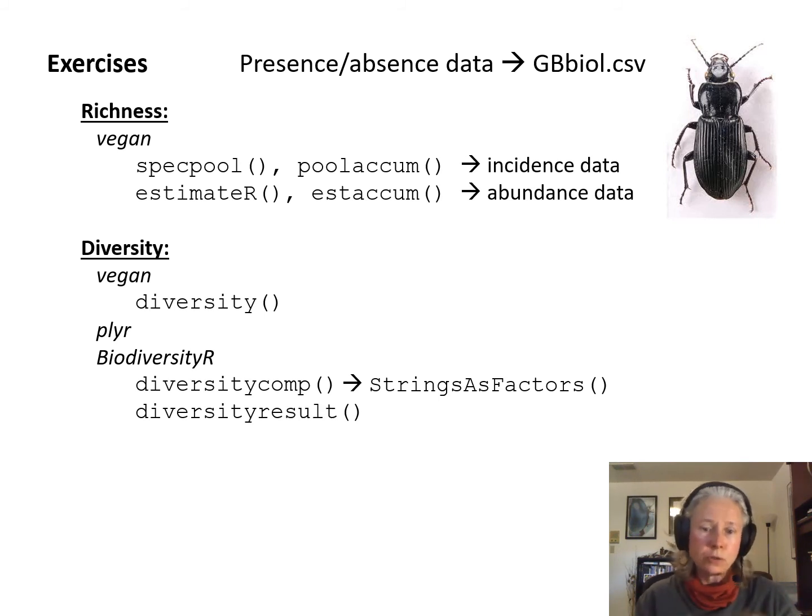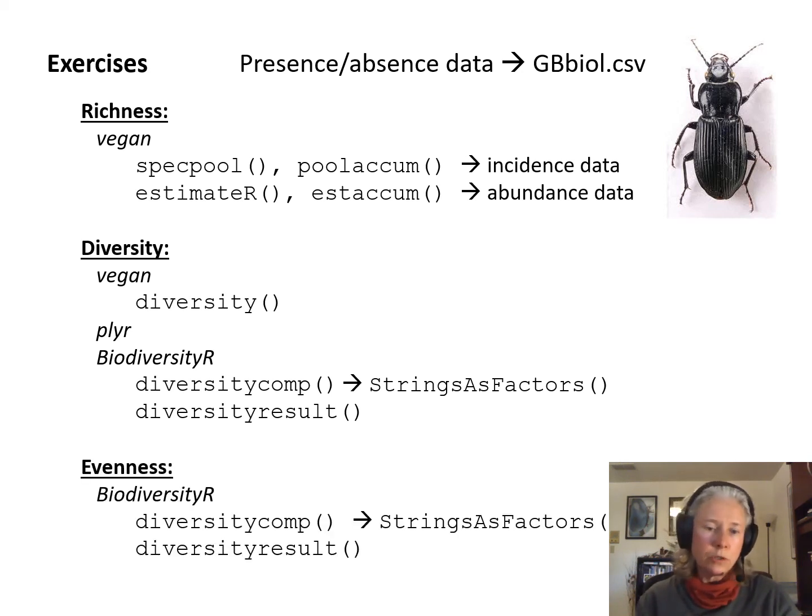And then there's also the diversity result command with biodiversityR. And similarly with evenness, we used biodiversityR, and we used the same kinds of commands in order to get various evenness indices, including the Chao, the jackknife, the bootstrap, ACE and ICE, the J index, and so forth.